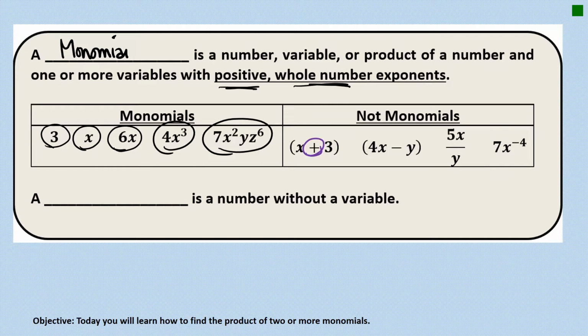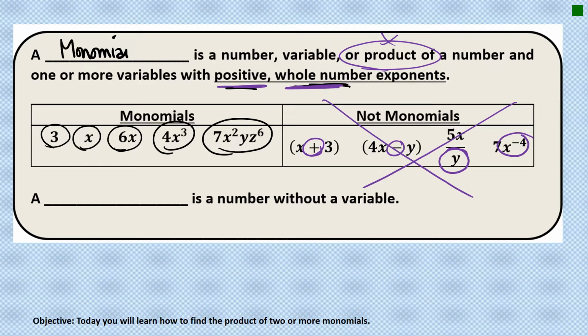This plus sign right here, nope, it has to be a product. Product means multiplication. This minus sign, nope, it's not a product. We can't have a variable in the denominator, okay, because that's actually a division problem. It's not a product, so that's 2 monomials being divided. So that's not a monomial. Right here, that -4 power is not a monomial. It has to be positive and whole. So these are all not monomials.